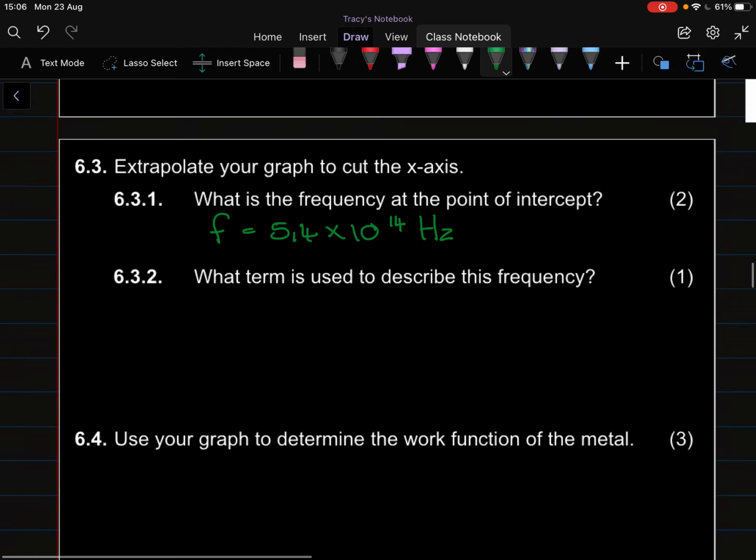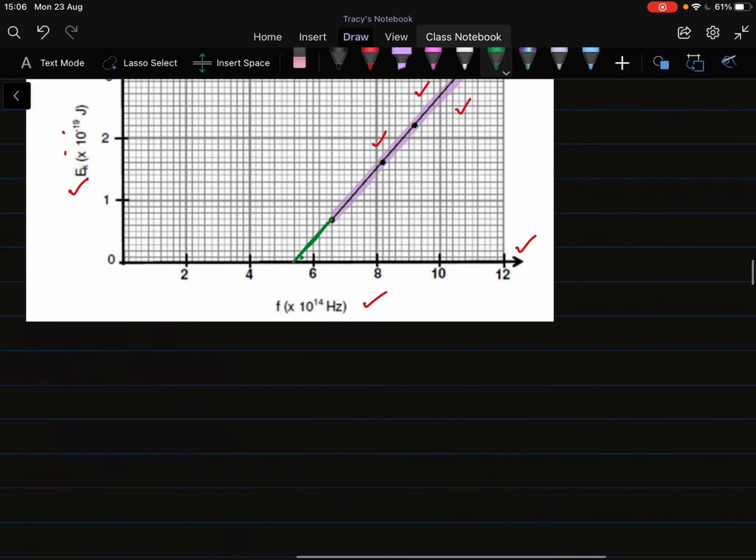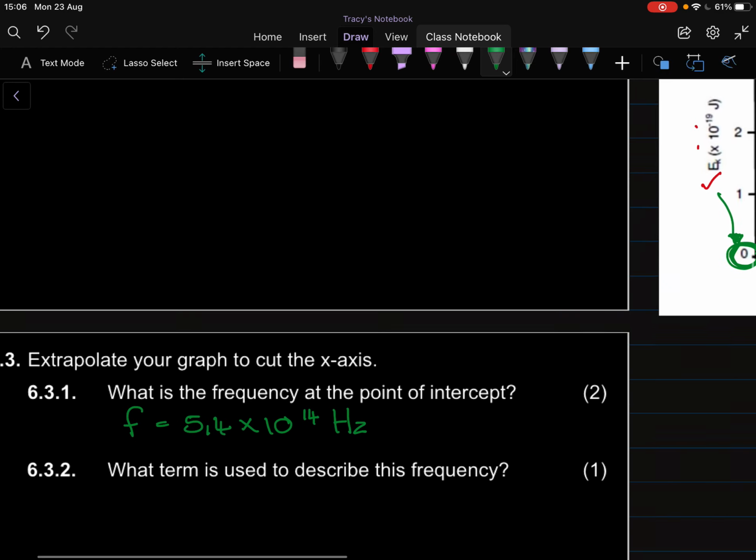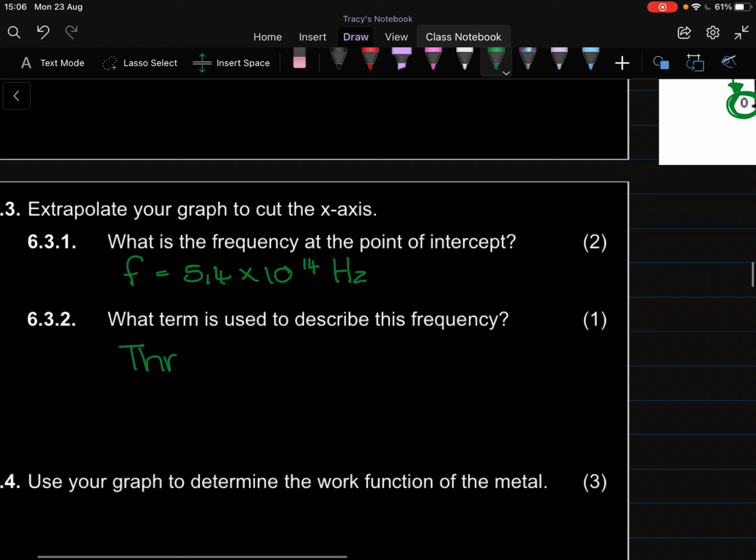But then they want to know what term is used to describe this frequency. Look at your graph. At this point, the kinetic energy of my electrons is 0. That makes this your threshold frequency. When we have threshold frequency, that's the minimum energy, and all it does is get the electrons to the surface. They don't go anywhere. They've used all the energy from the photon just to get to the surface. So that's where they'll stay.